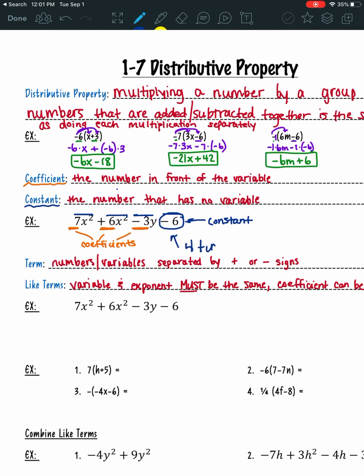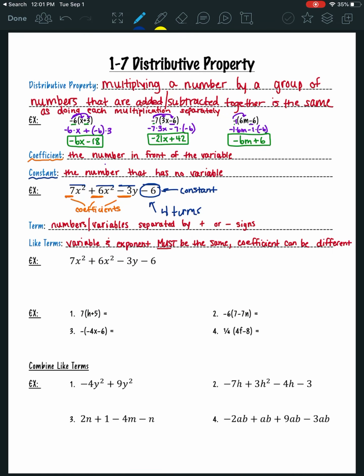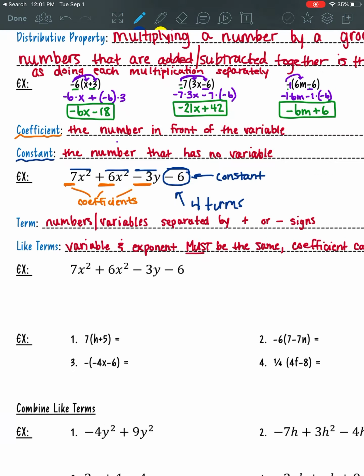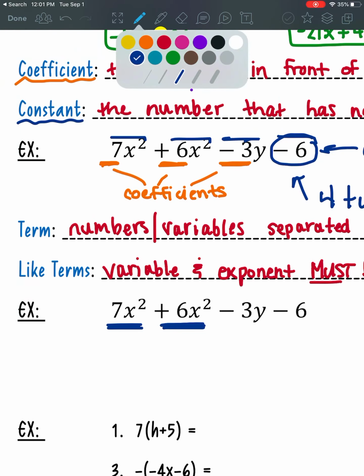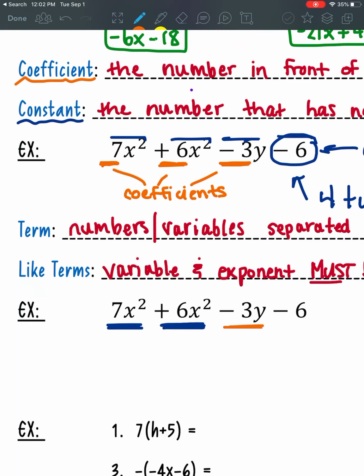Okay, now like terms, our definition there: we need to have the same variable and the same exponent. The coefficient can be different. So let's look at that same example we've been working with, and let's find some like terms. So for example, this 7x squared, I'm going to underline. This 6x squared has the same variable x, and it also has the same exponent 2. So those two are like terms.